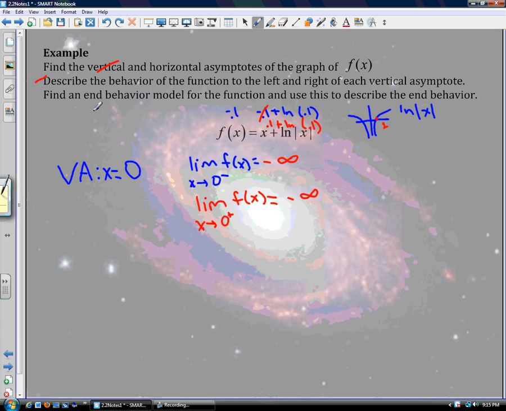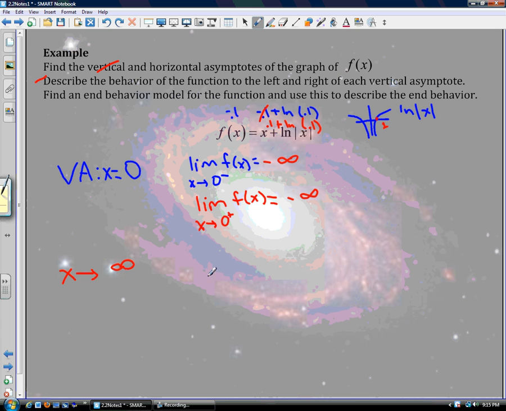I'm going to go back to the horizontal. So first I need to find the end behavior model for the function, and then describe its end behavior, and then talk about any horizontal asymptotes I may have. So for this one, I need to make sure whether or not I have a left end behavior model and a right end behavior model. So let's look at those separately, right? Because I don't have just a rational function like before. So as x goes to infinity, what is happening to my function?